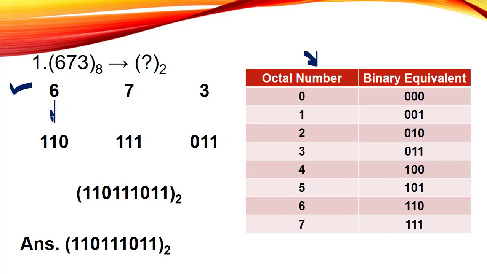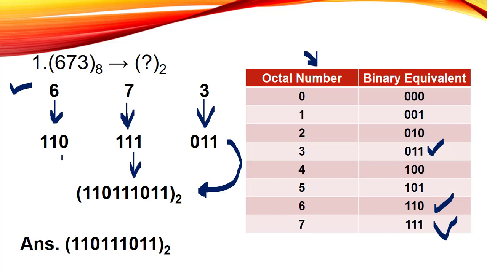In this table, the equivalent of 6 is 110. Then in the next step, we find the equivalent of 7, that will be 111. And then the equivalent of 3 will be 011. Then in our next step, we note down all these numbers by removing the spaces. When you do so, your answer will be 110111011 and then you put the base of 2, and this will be your final answer.